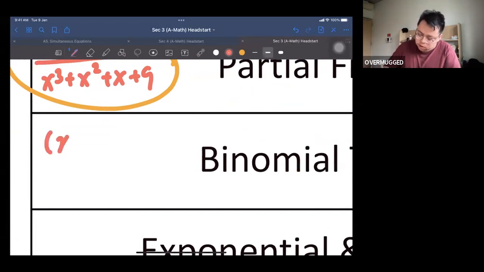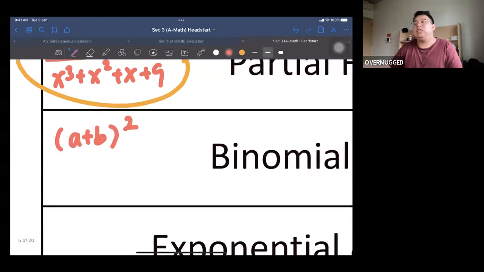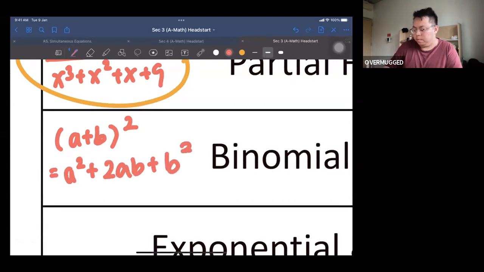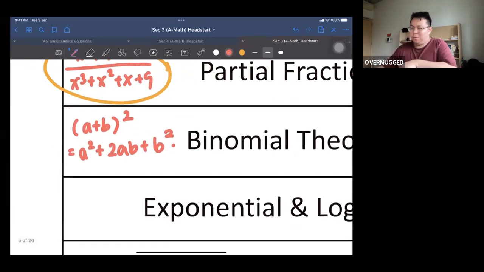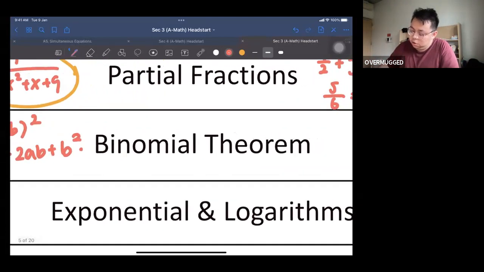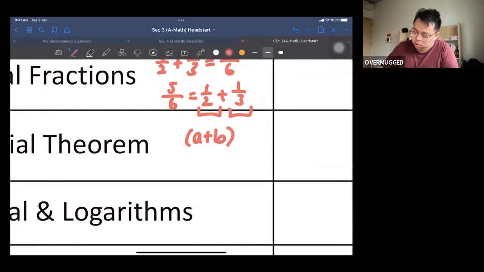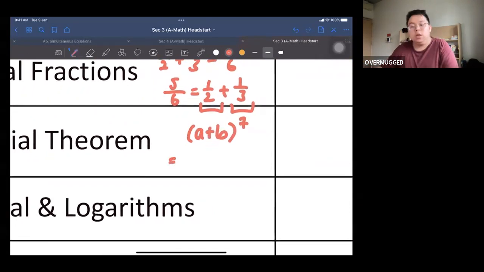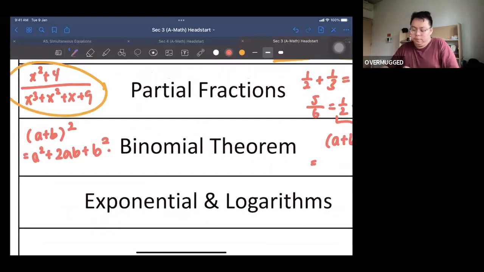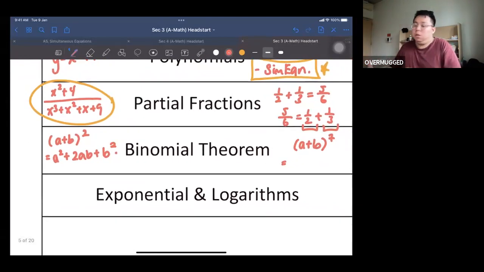For binomial theorem, you have seen this, right? a plus b squared. So in Sec 2 math, your algebraic identities, you have seen a plus b squared, which everyone knows is a squared plus 2ab plus b squared. Okay, now in this chapter, you will not only learn squared, you will actually learn 3, 4, 5, 6, 7. So things you will see is like a plus b to the power of 7. And then you will be taught how to expand this out and how to find terms within. So it's tapping on a little bit to what you have learned in Sec 2, but now you're just extending it a lot more in EMath in this chapter called binomial theorem.